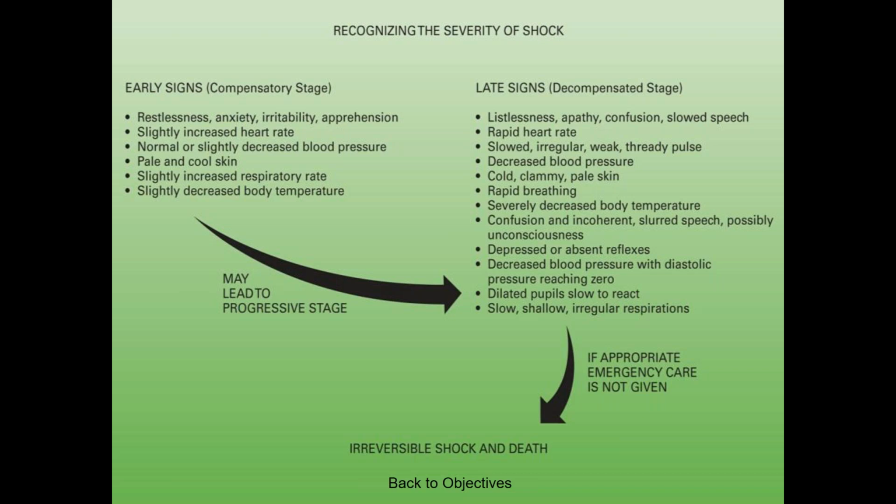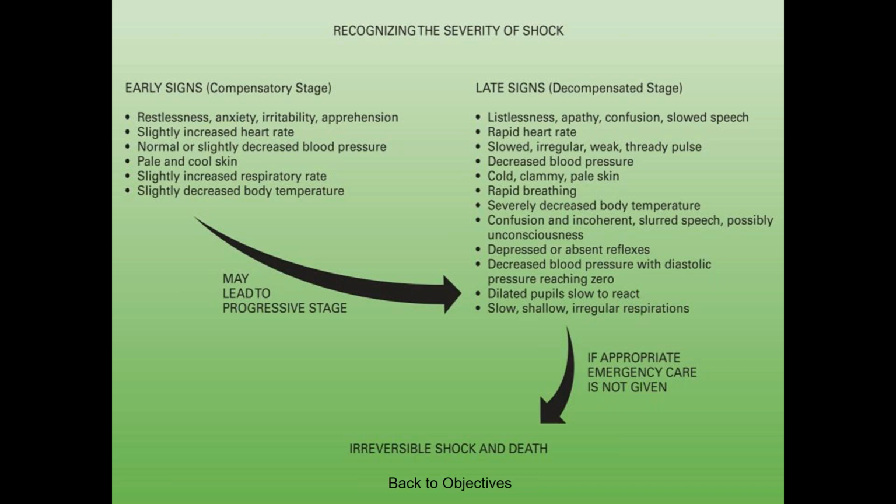So on the left-hand side of our picture here, we have early signs, the compensatory stage of shock. Our patient's going to be a little restless, a little anxious, a little irritable or afraid. And really, that's a result of the epinephrine in their body. Epi makes people jittery. Epi makes people anxious. It makes people irritable. Epi also increases the patient's heart rate. Maybe we'll have normal to slightly decreased blood pressure. It won't be a blood pressure that we look at and think, oh, wow, this patient's really sick.